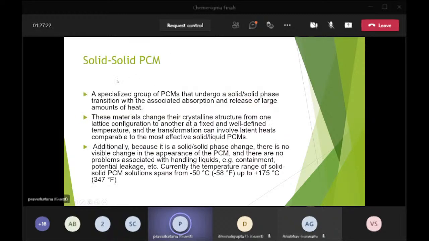So solid PCM. The main advantage of this against the classical PCM is that this does not involve a liquid state, which is difficult to handle in a PCM or a heat bag. It can also result in variable amounts of energy from large to very small, although in the case of state change it is generally larger. And the temperature variation is also large, as mentioned in the last point, minus 50 to 175. So you can get any temperature you want as per requirement.